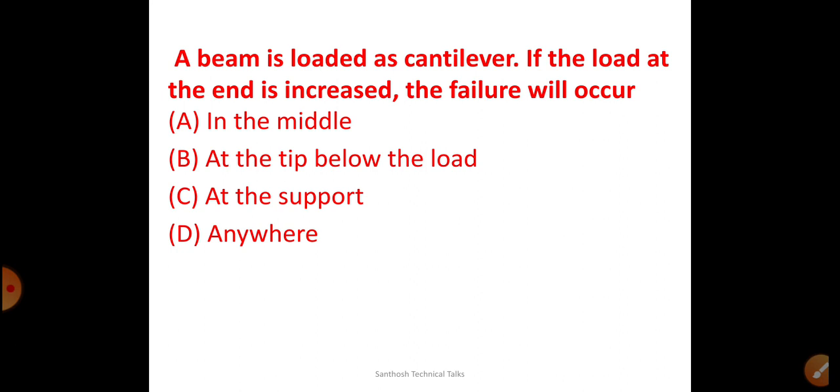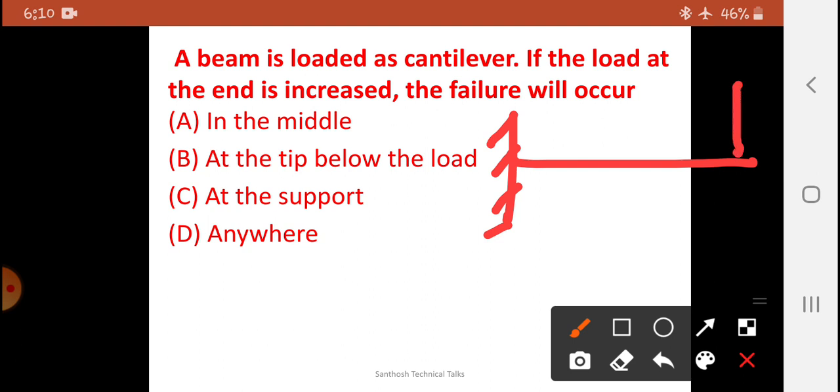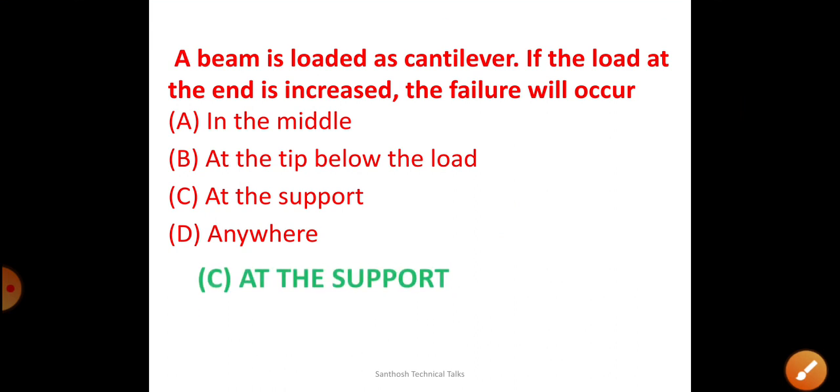And next, a beam is loaded as a cantilever. If the load at the end is increased, the failure will occur at. See, this is a cantilever beam, so one end is fixed and the other end is free. If the load at the end is increased, the resistance is always at the fixed support. The failure also occurs at the fixed support. At the support is the correct answer.